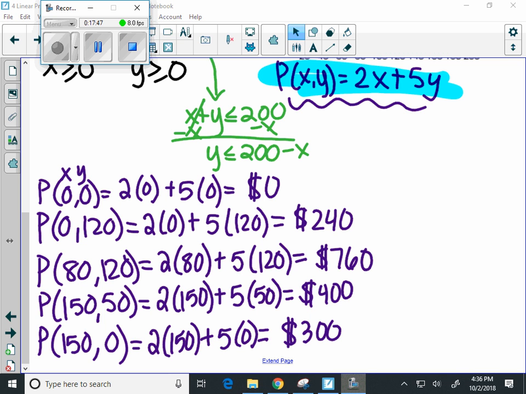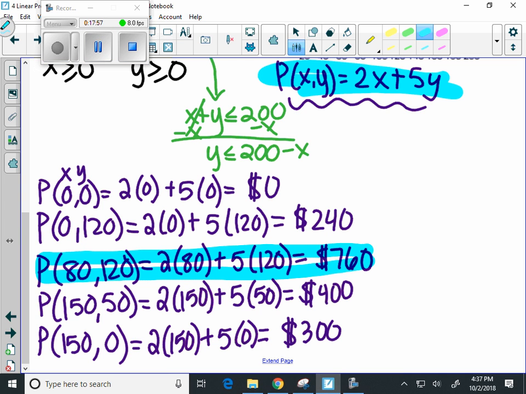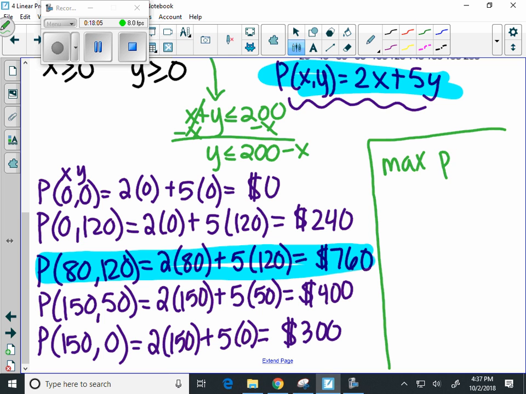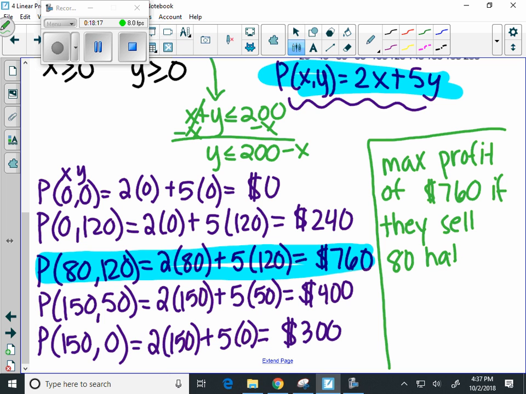All right, let's finish up here. So once I put all those ordered pairs into my profit function, it appears that $760 is the maximum. So the way you would write your answer is to say that your school would make a maximum profit of $760 if they sell 80 hats and 120 pairs of mittens.